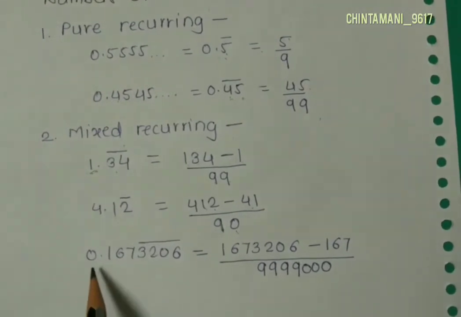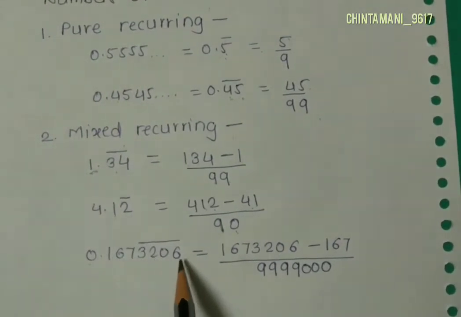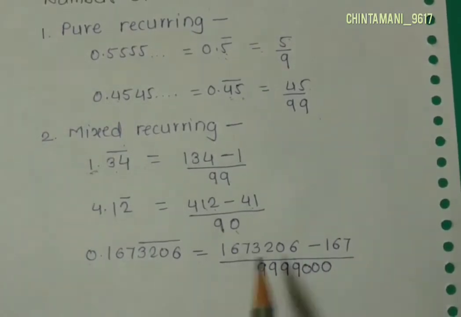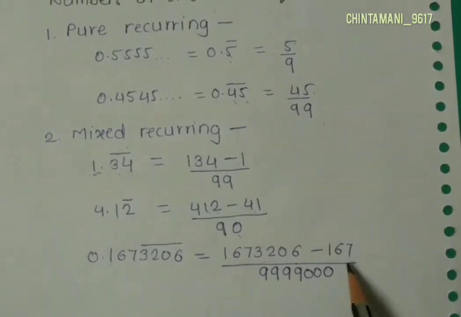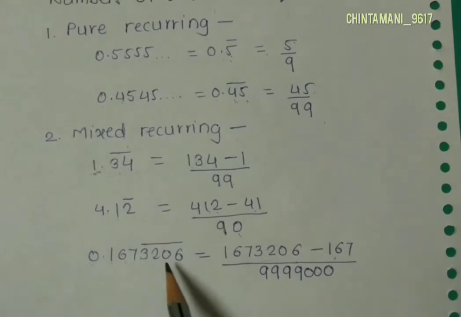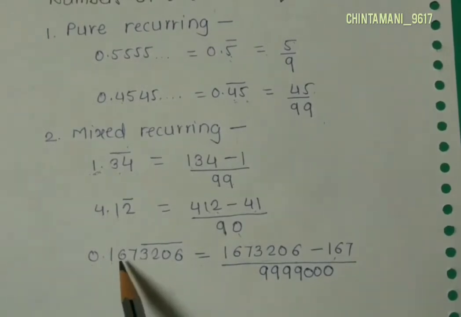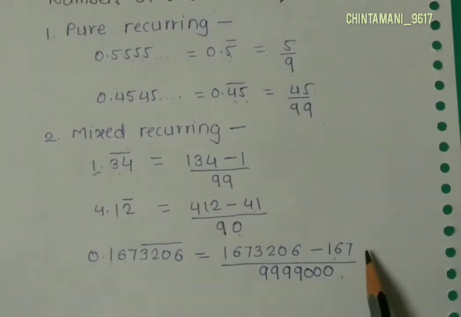One more example, 0.16732063206 is given, so we'll write down the entire number here minus the number which does not have a bar over it, 167, we will subtract it from that. The number which has the bar over it is 4 digits, so 4 times 9, and the remaining three numbers which do not have a bar over it, 000. So after calculation, it will give us the p by q form of the non-terminating number.